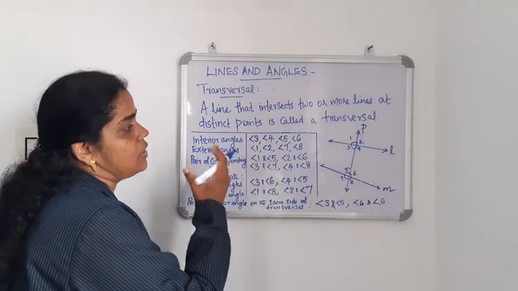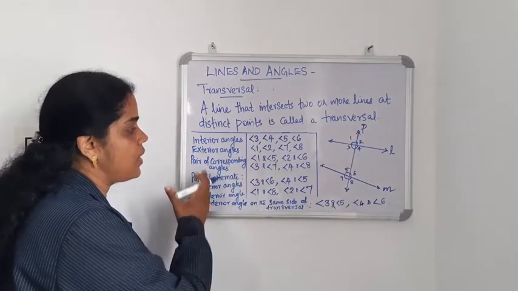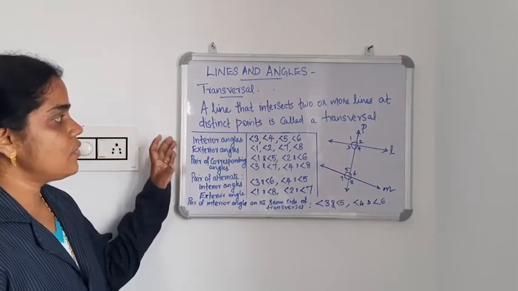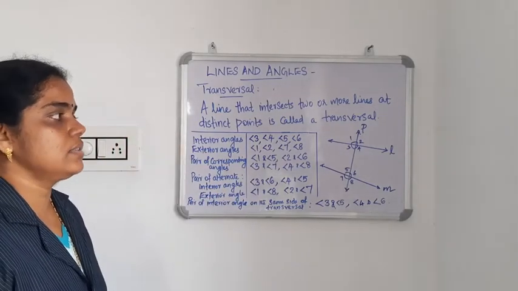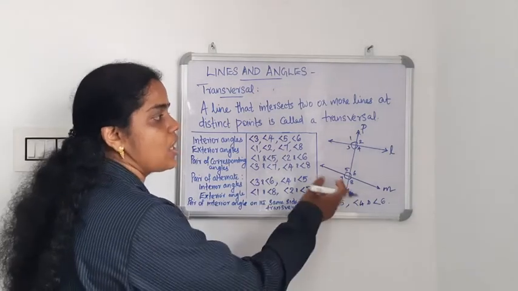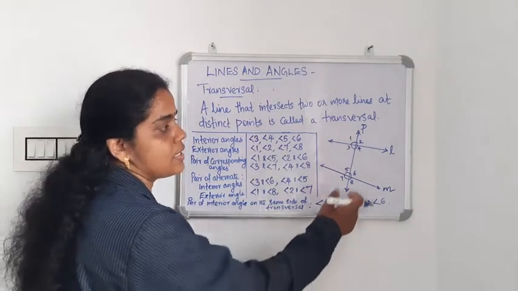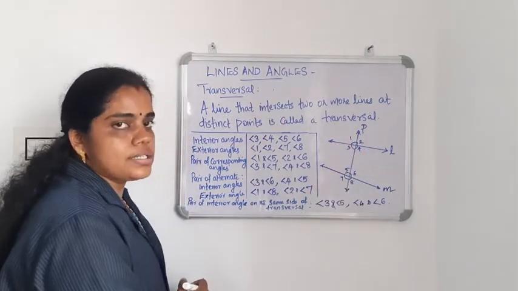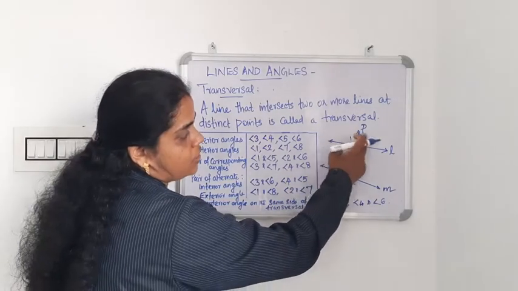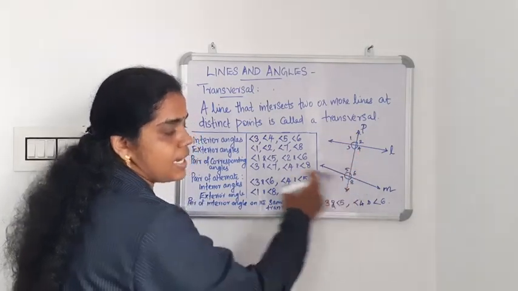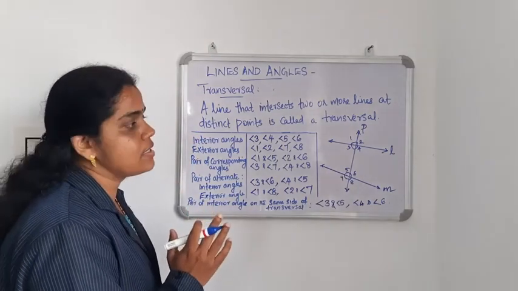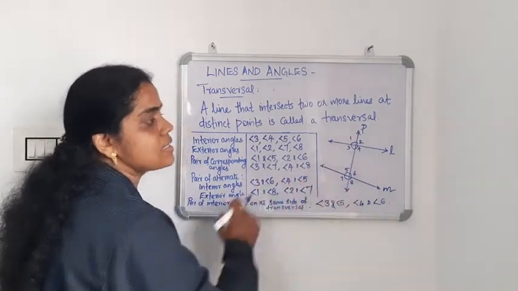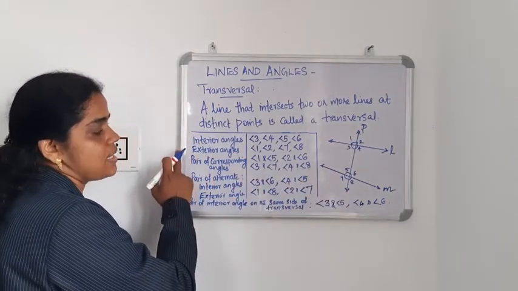Many new terms are introduced here. Everything is important, so try to understand and study properly. First one is interior angles. All of you know what an angle is and how angles are formed. Here, how many angles are there in the picture? Eight different angles are there. We named them 1, 2, 3, 4, 5, 6, 7, 8. When two lines are cut by a transversal, these 8 angles are formed and their names are important.